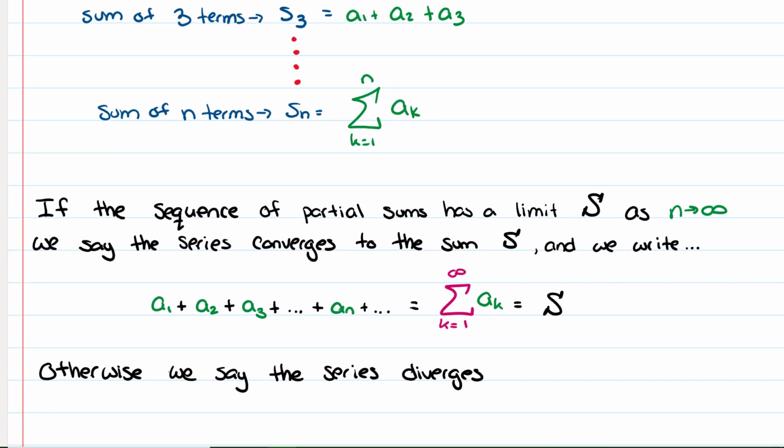If the sequence of the partial sums has a limit, and we call that s with this weird little symbol, so s with little tick marks on the sides, as n approaches infinity, so as you approach an infinite number of terms, we say that the series converges to the sum s, and we write the infinite sum, which we write with the sigma symbol, is equal to s, which is our sum. Otherwise, if it does not converge to a number, we say it diverges.